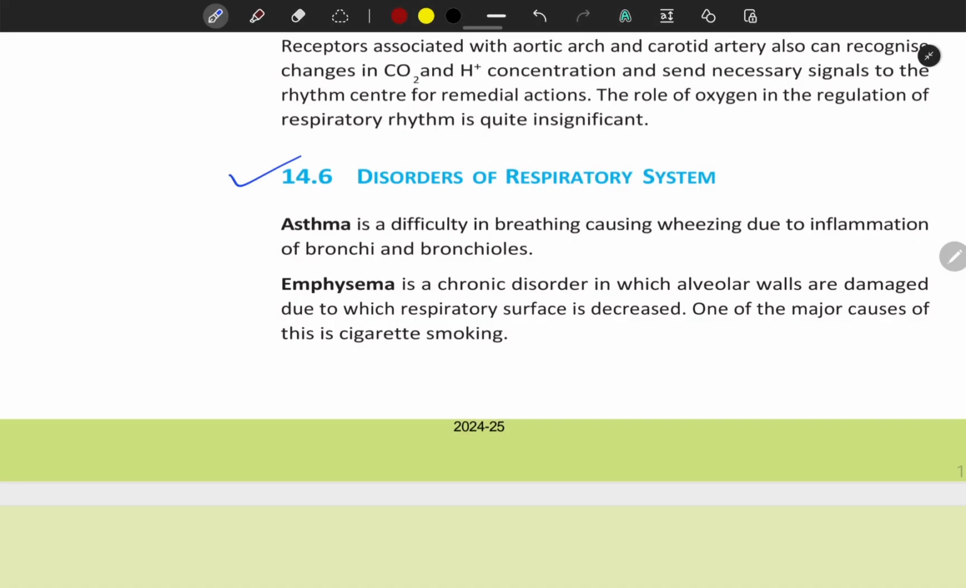14.6 Disorders of the respiratory system. Asthma is a difficulty in breathing causing wheezing due to inflammation of bronchi and bronchioles. Next is emphysema, a chronic disorder in which alveolar walls are damaged, due to which the respiratory surface is decreased. One of the major causes of this is cigarette smoking.